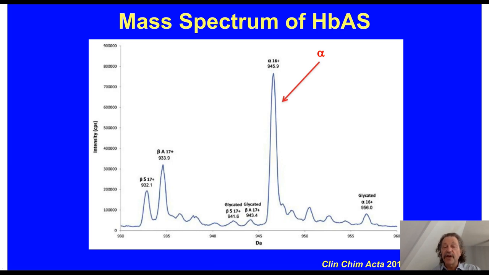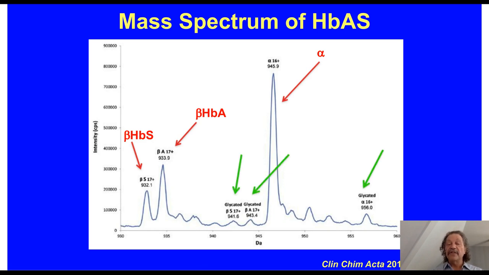And this shows an example of a mass spectrum of hemoglobin AS. You can see the alpha chain, which is not important for the purposes of this discussion. There's the beta chain of A, and here's the beta chain of S, very nicely separated. And then you can see all the glycated species, glycated beta S, glycated beta A.